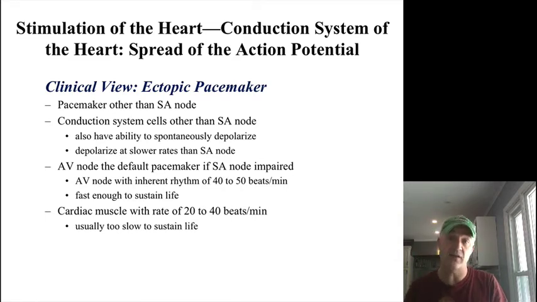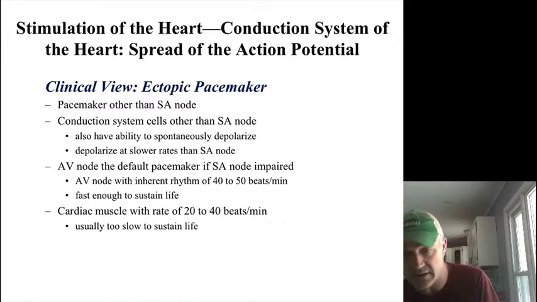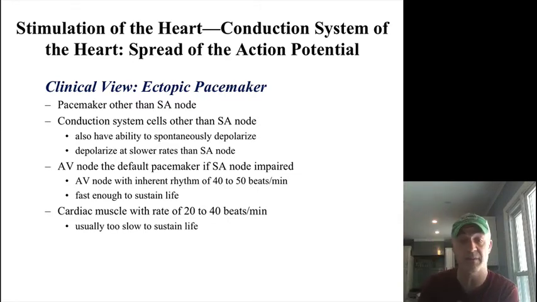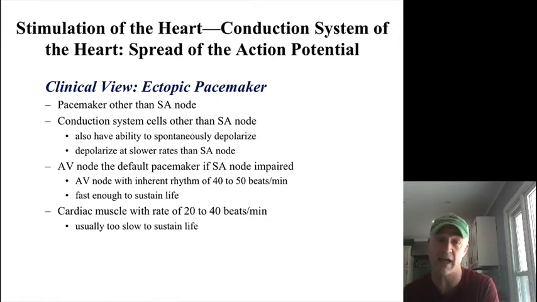If both the SA node and the AV node were impaired, the ventricular myocytes themselves will try to beat. The leak channels in these ones are going to give about 20 to 40 beats a minute, which really will not sustain life, but it will attempt to take over. So the SA node is the primary pacemaker, and the secondary and tertiary pacemakers of the heart are the AV node and those ventricular cardiac myocytes, respectively. And again, anything but the SA node we refer to as an ectopic pacemaker.